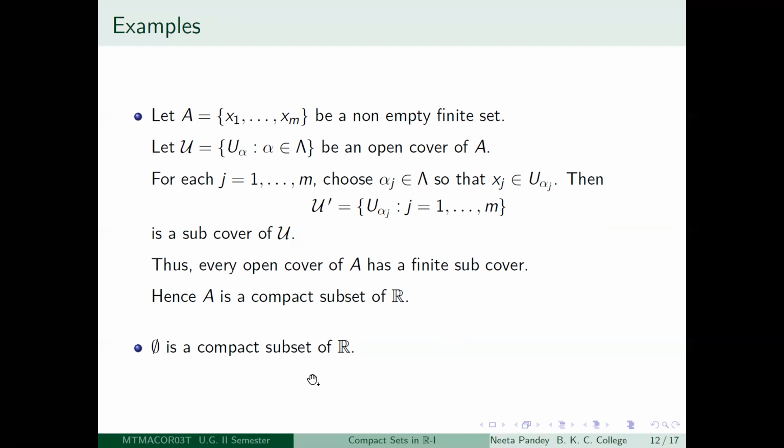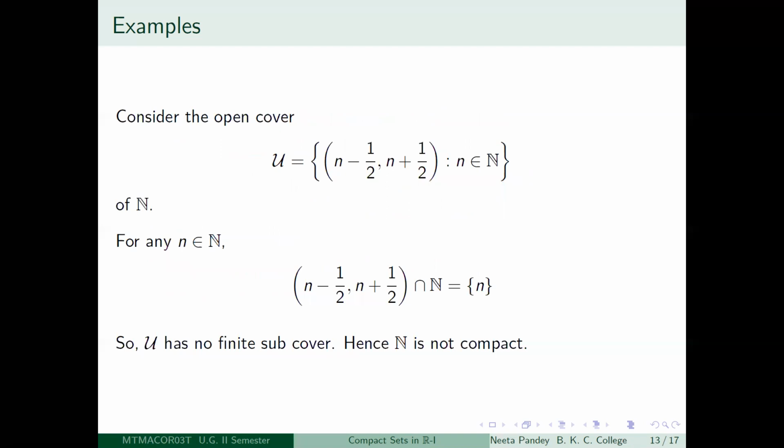And similarly, if you look at the empty set, then it is clearly compact, right? Because whatever family you take, you just choose any one element from the family. Empty set is a subset of every set. So just fix an alpha and take U alpha. Then look at the singleton subfamily U alpha. Then the empty set is going to be covered by that singleton family also, because the empty set is a subset of U alpha. So clearly the empty set is also a compact subset of R.